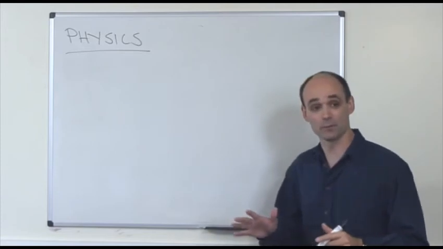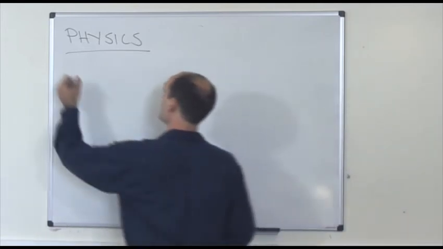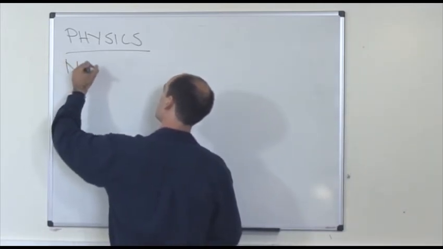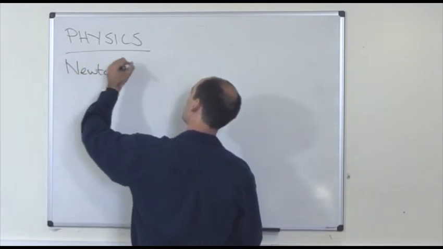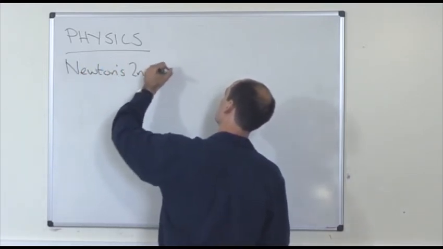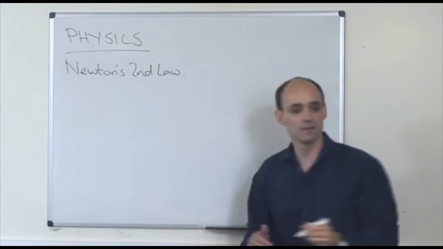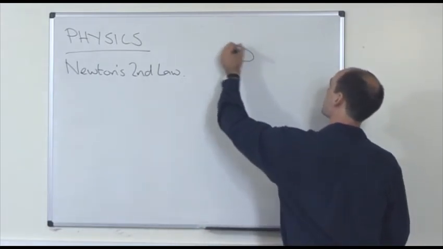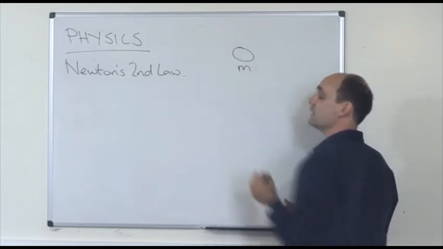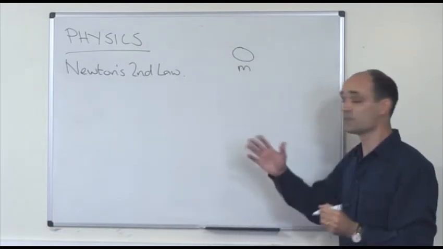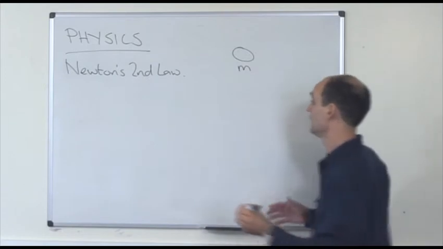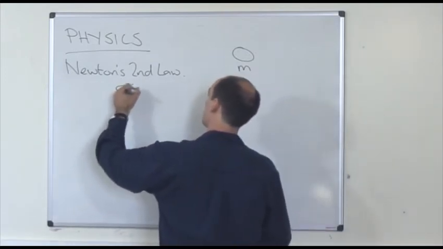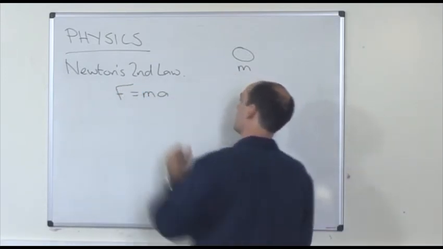The third example from physics is from Newton's second law. And what is Newton's second law? Newton's second law tells you about if you've got a mass, let's call it m, and it's got some forces on it, what is the acceleration of that mass? And force is equal to mass times acceleration.